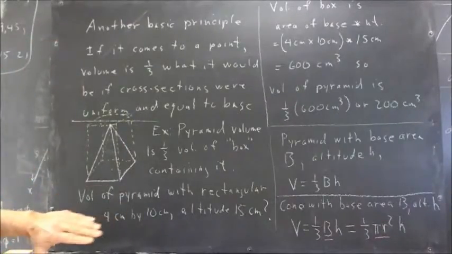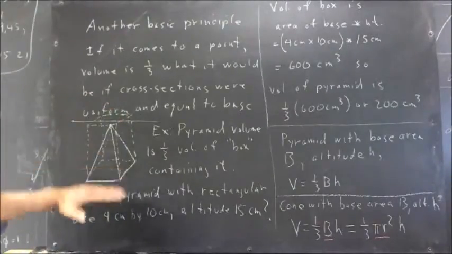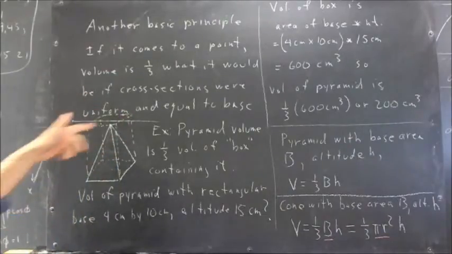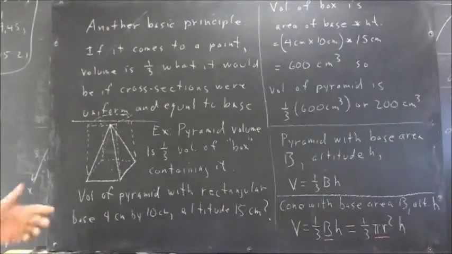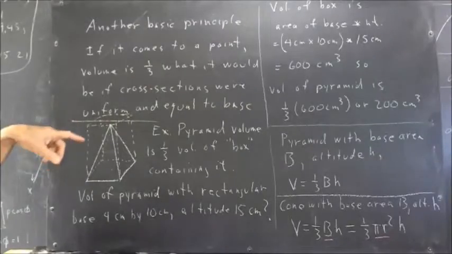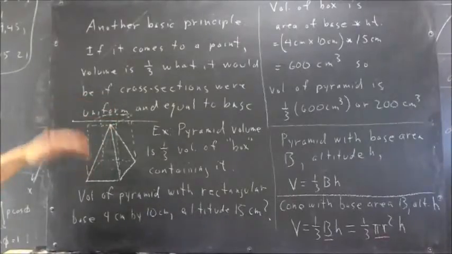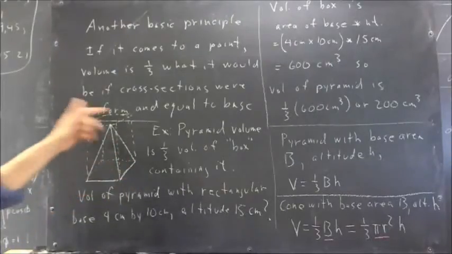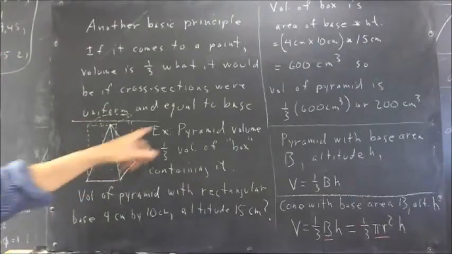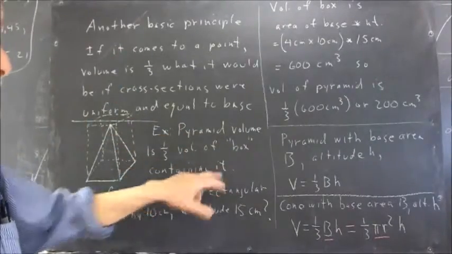Okay, so if the cross sections were all equal to the base, what would we have? Well, we'd have like a stack of bases here. We'd have like a box, a rectangular solid, and I've indicated that by the yellow dotted lines. People said they could kind of see that. And I haven't really done that great a job of it. The peak should end up about here. So all these sides should be a little shorter, but that's okay. Okay, you get the idea. This pyramid can fit inside this rectangular box. So if we apply the principle, then the pyramid's volume should be 1/3 the volume of that box.